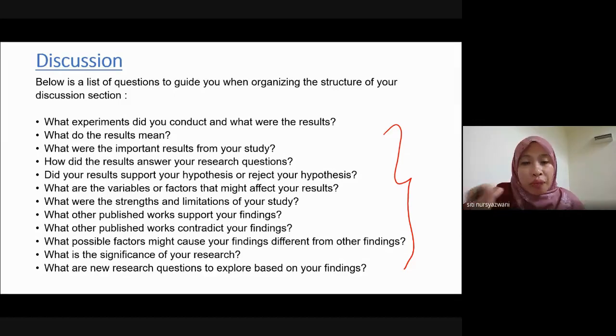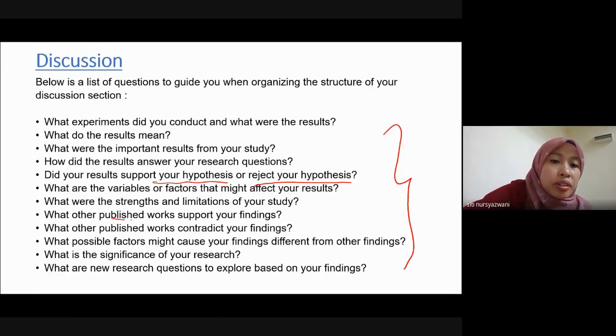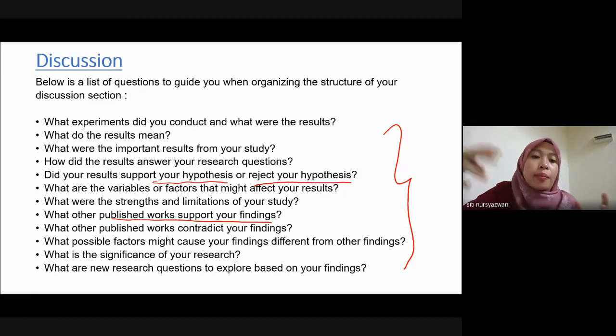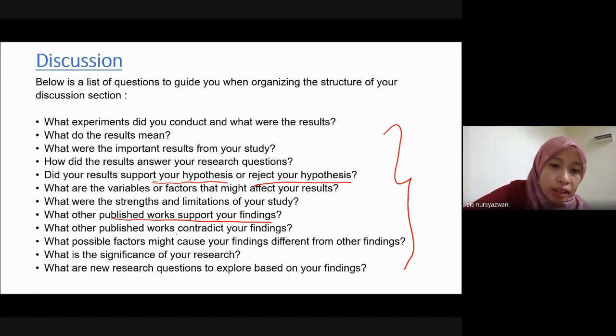If possible, it means getting novelty only. So how did the result answer your research question? Did your result support your hypothesis or reject your hypothesis? This is also important. So you have to brainstorm: what are the variable factors that might affect your result? What were the strengths or limitations of your study? And what published work supports your findings? Which ones can you compare? What published work contradicts your finding? It means you got something different from other people, from previous research.